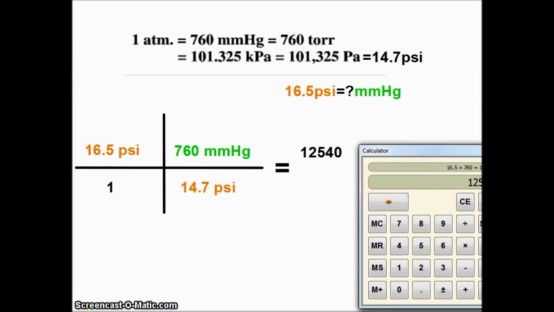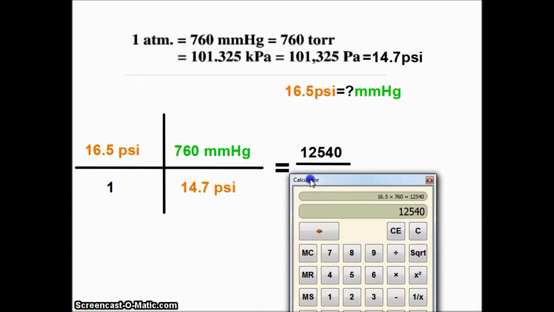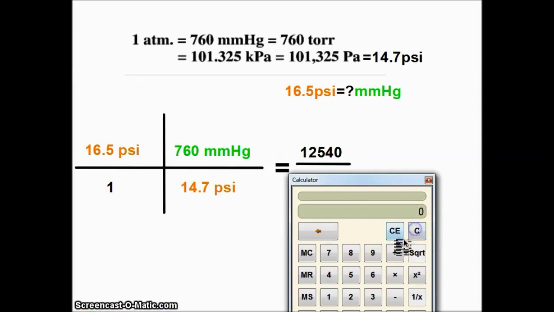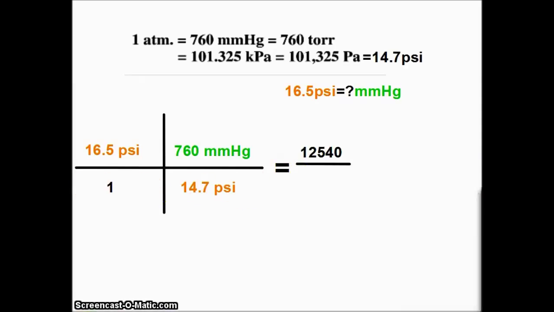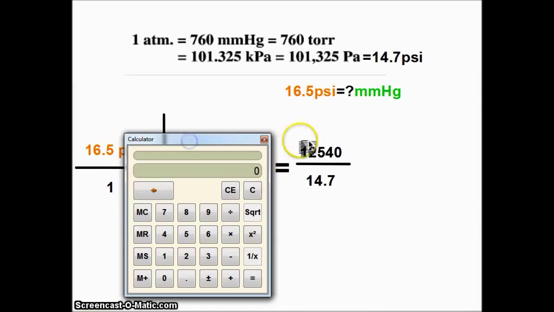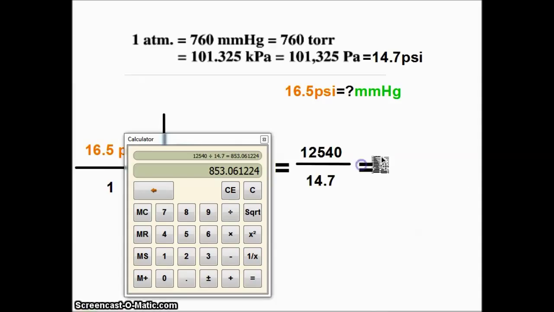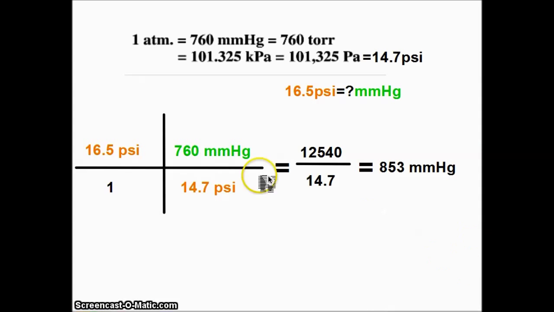We also are going to multiply across the bottom, and that's going to be pretty easy. I don't really need a calculator. You just take 1 times 14.7. That's going to be 14.7. And then you divide these two numbers here. You take your 12,540 divided by 14.7, and you get your answer here. So it equals 853 millimeters of mercury.